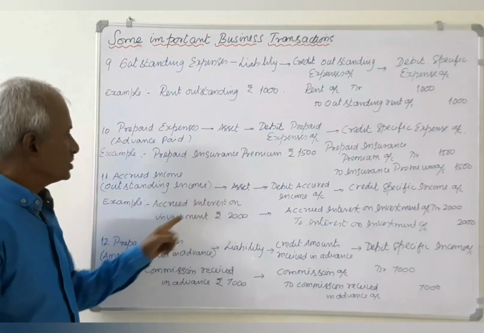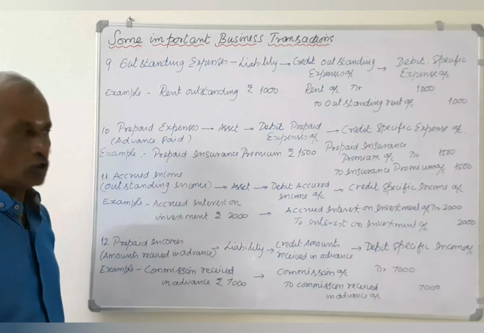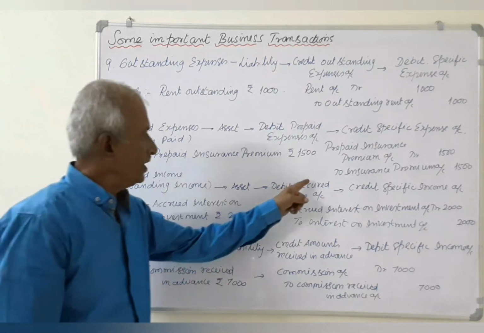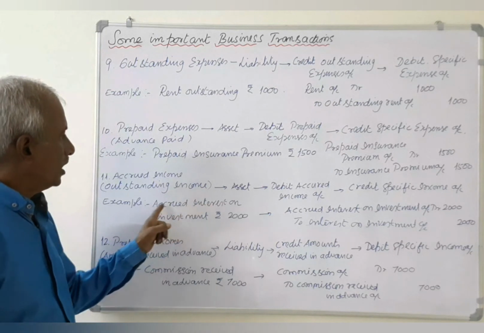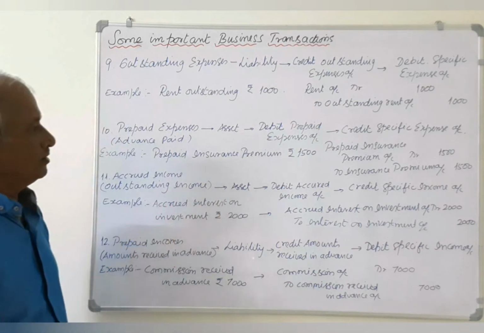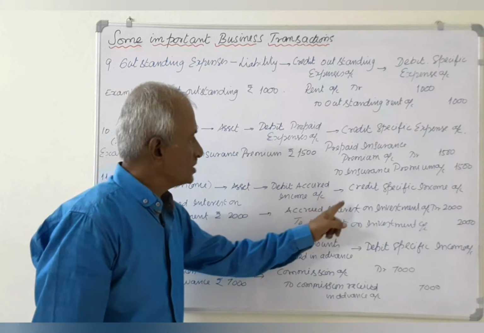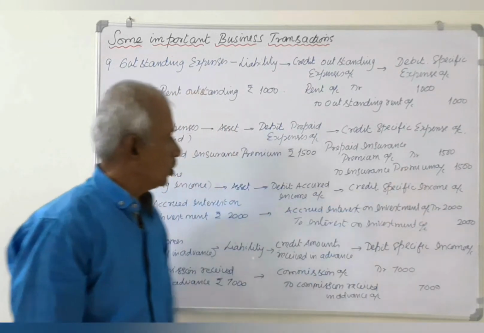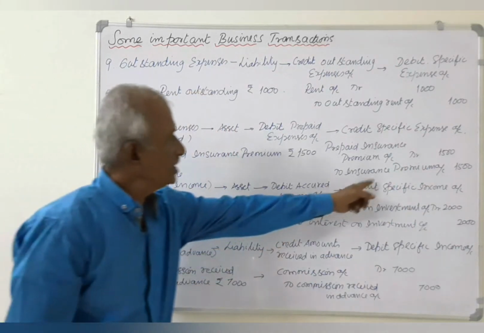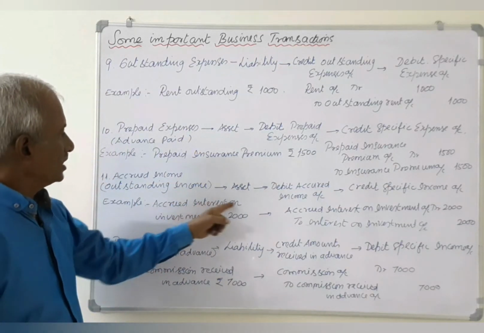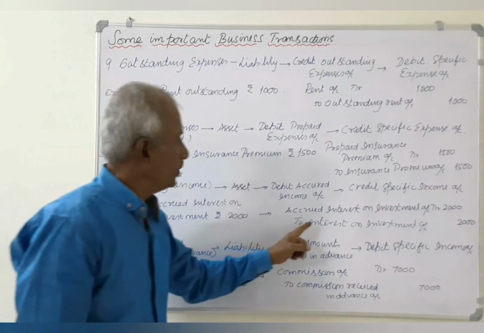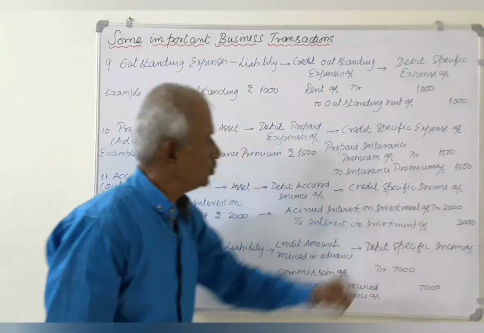Example, accrued interest on investment rupees 2000. Debit accrued income. Accrued income here is accrued interest on investment. So accrued interest on investment account debtor 2000. Credit specific income. Income here is interest on investment. So to interest on investment account 2000.